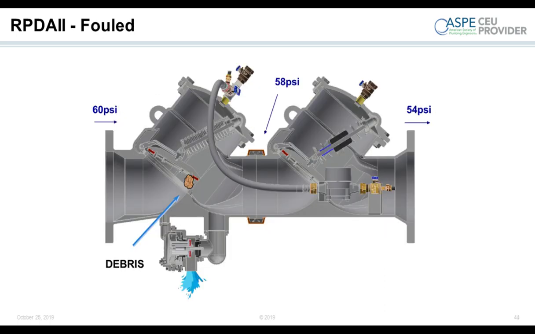So, same question. Is this safe? If I have a fouled first check, is that relief valve still going to open? And the answer is yes. The relief valve is working for both the assembly that includes the bypass, so when we think of that as a backflow that sizes down after the first check, and it's working for the main valve.